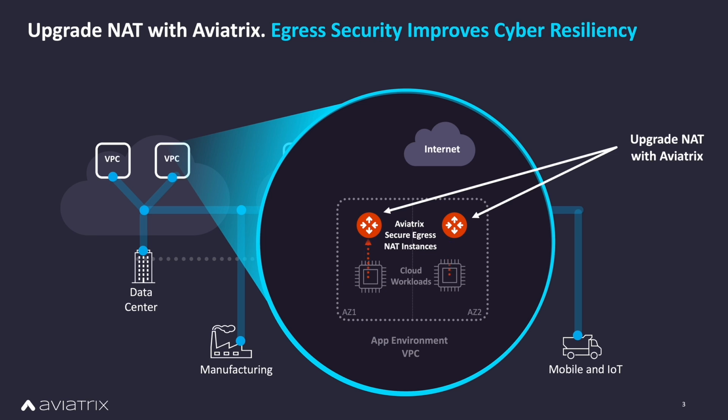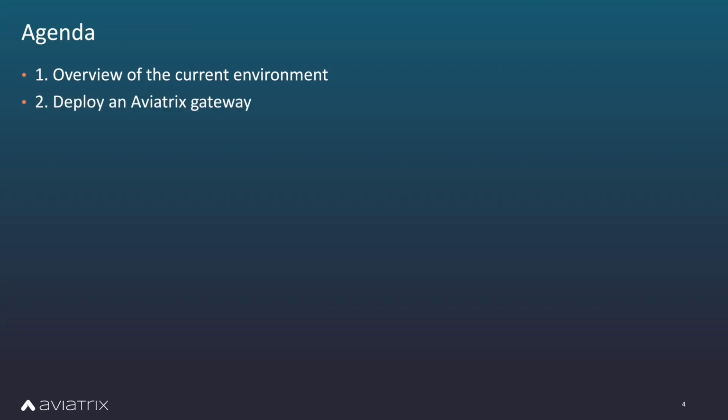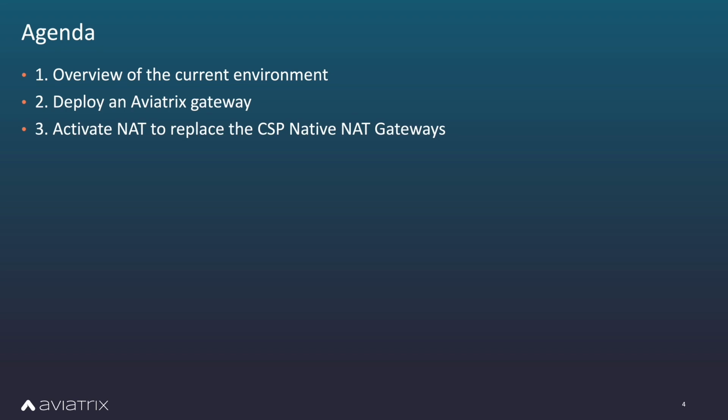This video will walk you through a typical customer deployment. We'll review a redundant application deployed across two AZs in AWS. Next, we'll show you how to deploy an Aviatrix gateway in a low-friction deployment with just a few clicks and zero impact. We'll then begin by taking over the NAT part of the equation from the CSP NAT gateways.